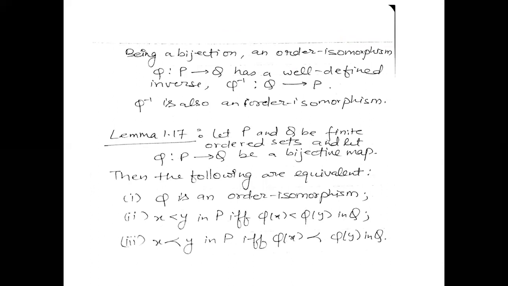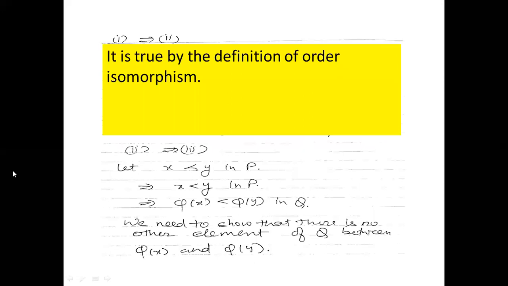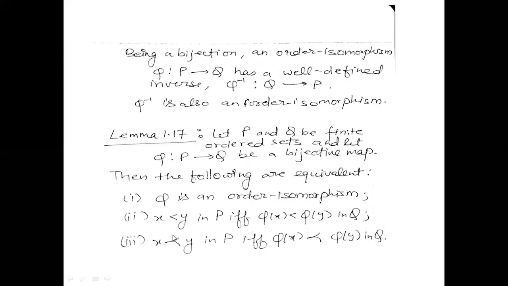So the second thing is 2 implies 3. Second statement implies third statement. So suppose that the second is true, then we are going to prove the third. In the third statement, we have to suppose that x is covered by y in P, and then prove that phi x is covered by phi y in Q, and conversely.